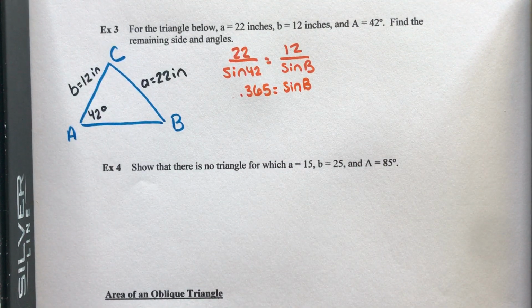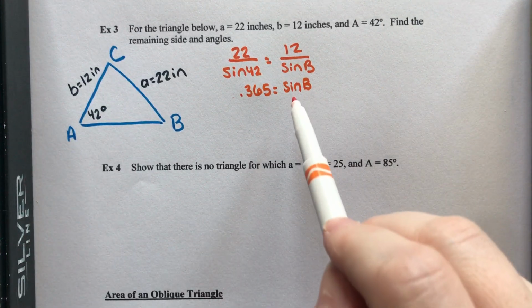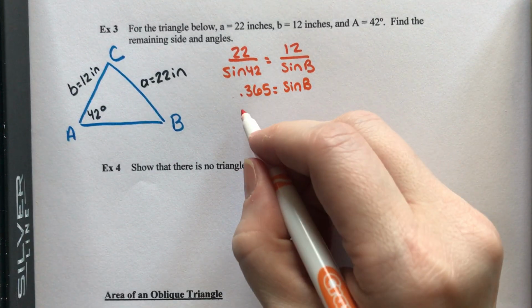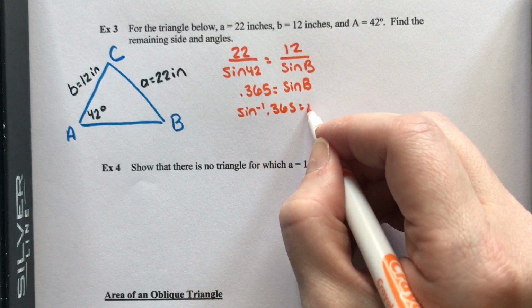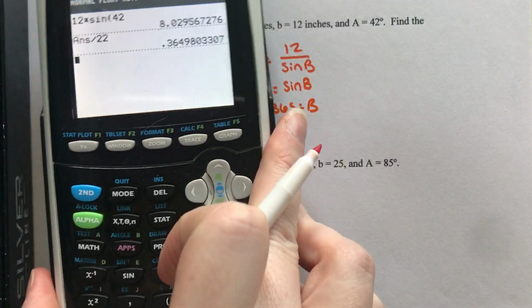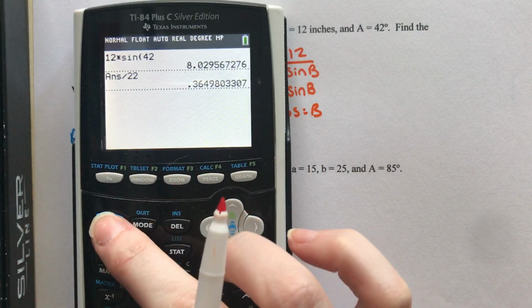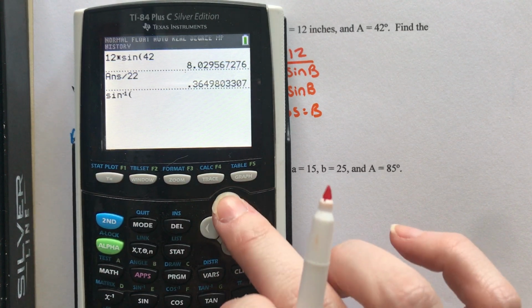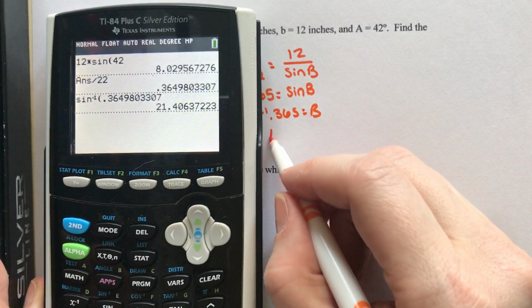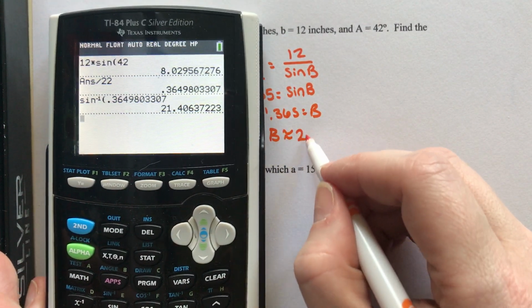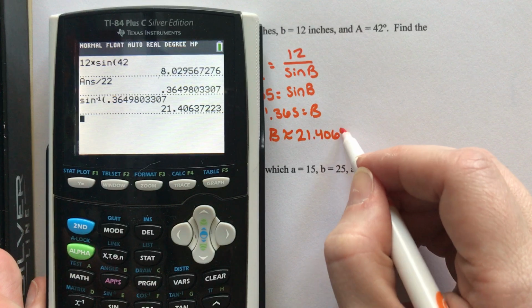So think about what we've done in trig. If I wanna get rid of sine, I'm gonna use an inverse. So I'm gonna find inverse sine of 0.365. Now on your calculator, you can do this all at once. You can do inverse sine, so second sine, and you can just bring that decimal right down and then press enter. So my angle B is about 21.406 degrees.